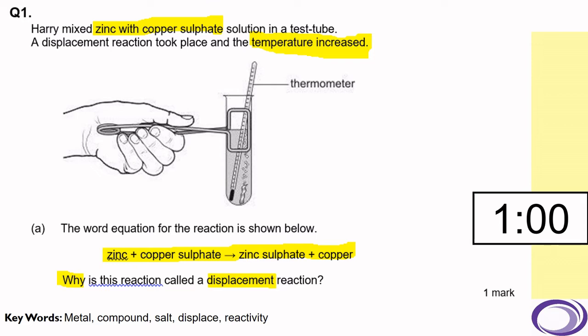The word equation for the reaction is shown below. Zinc plus copper sulfate forms zinc sulfate plus copper. Why is this reaction called a displacement reaction?